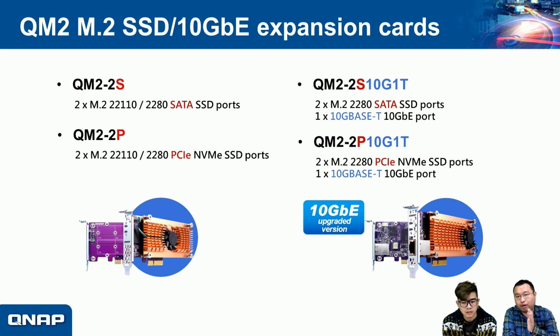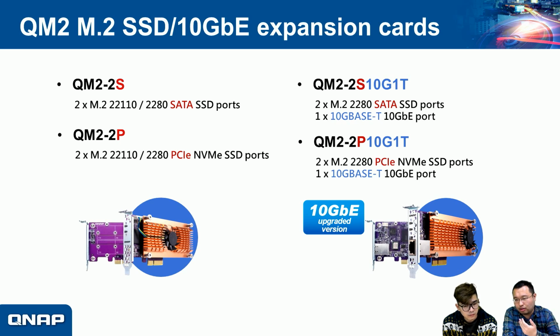Then on the right-hand side, this one is the 10G combo version. Not only does it support the dual M.2 ports, but it also has a combined 10GBASE-T port. And the 10G is not just a single 10G speed. It uses the latest Ethernet technology, BASE-T, so it is also multi-gigabit capable. For example, it will be compatible with the upcoming 5 gigabit Ethernet and also 2.5 gigabit Ethernet. So you are future proof with those QM2 10G cards.